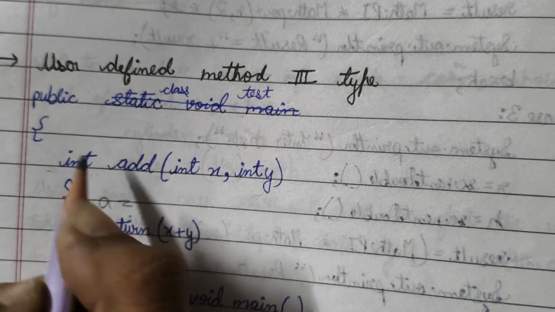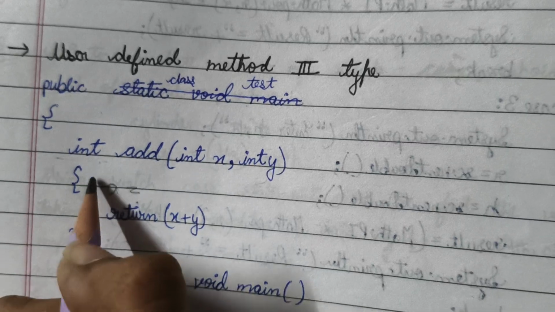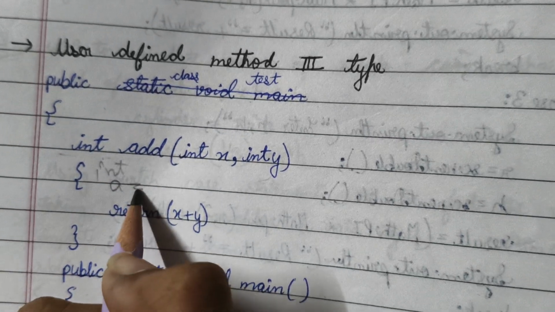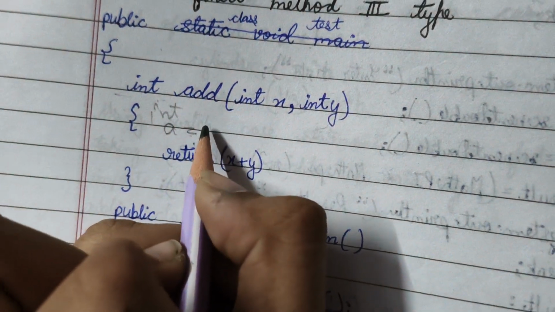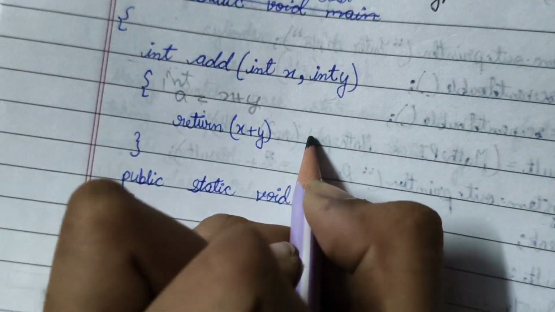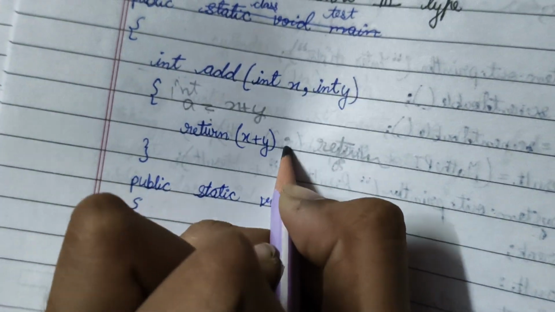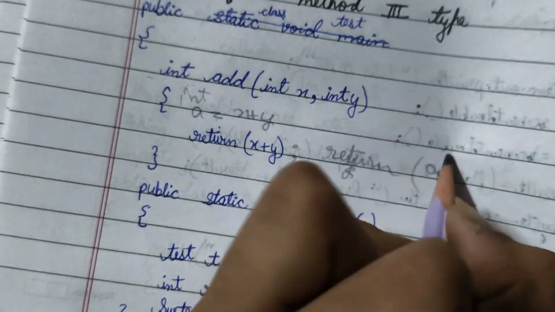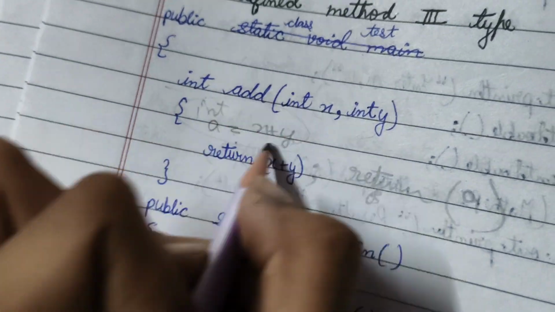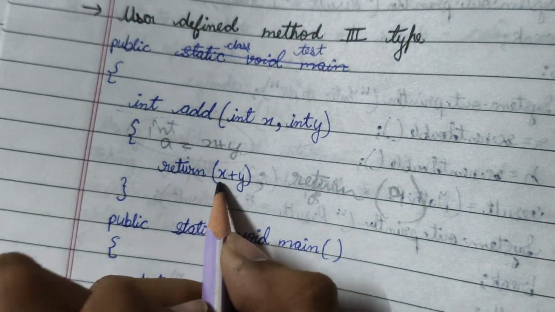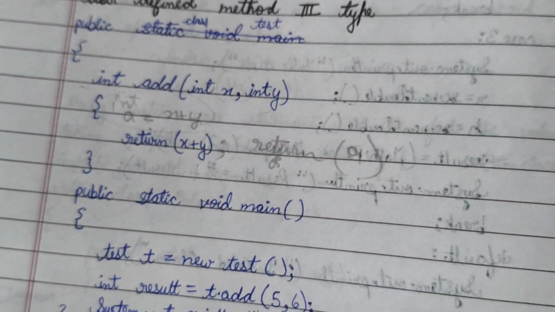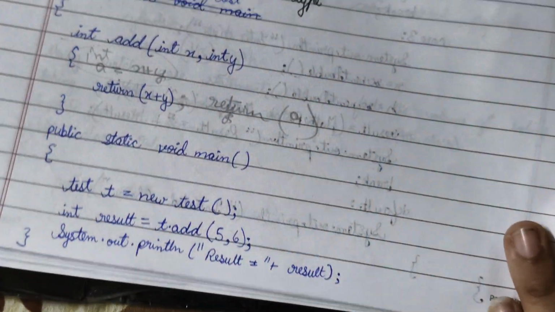Or we can do it like this also: int a is equal to x plus y, and then we can write return a. Or we can directly write it, why declare this? We can directly write like this. So just directly like that, that's your choice, whichever makes you feel comfortable.